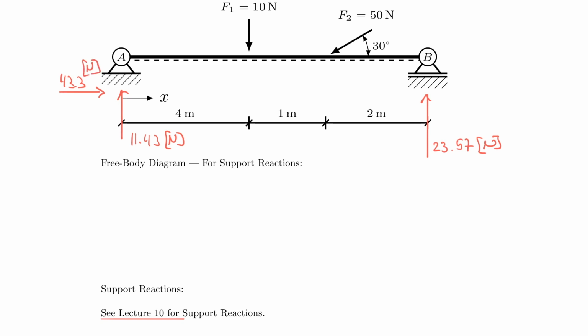Now remember what I need to do. I need to draw my free body diagram for specific cuts. I'm going to make a cut here. That's the first thing I'm going to do. I make a cut here. That's the second thing I'm going to do. And then third here and fourth here. But I will do that on the next page where I prepared free body diagrams for these specific cuts. So I will see you there.